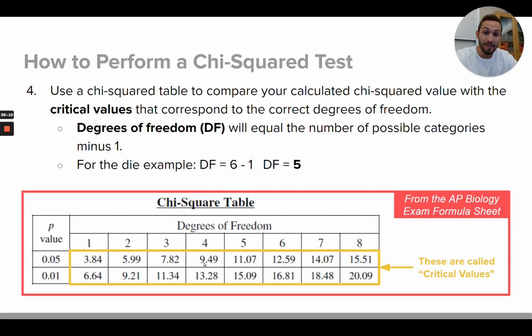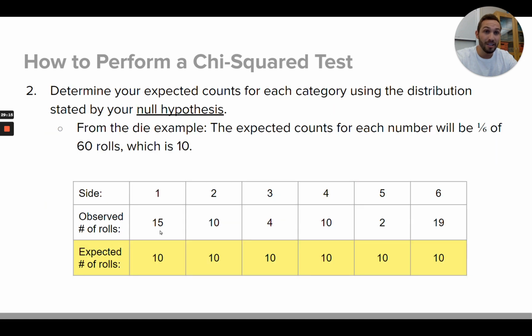But since it was, we're going to go ahead and say, yeah, this data is sketchy. This data does not match what was supposed to happen according to the prediction that the dice should land on each number 1/6 of the time. And we can say that with 95% certainty.